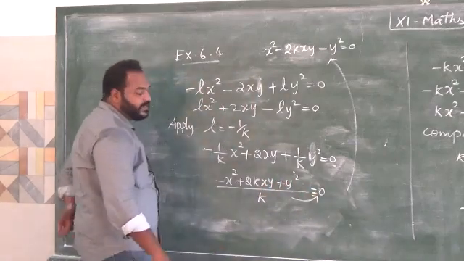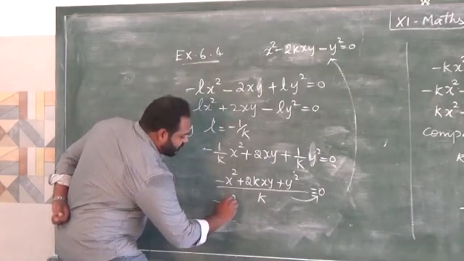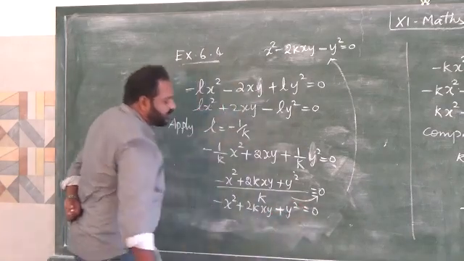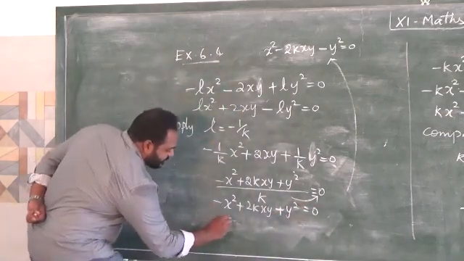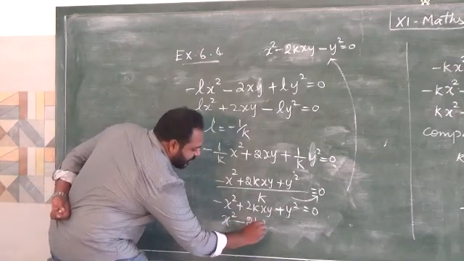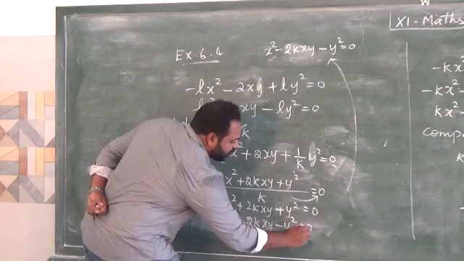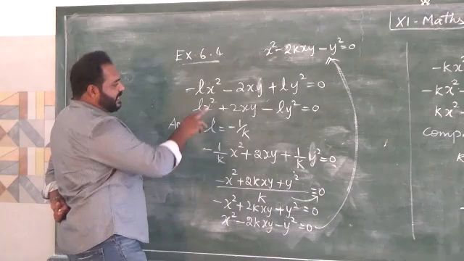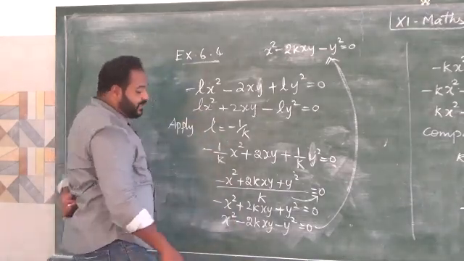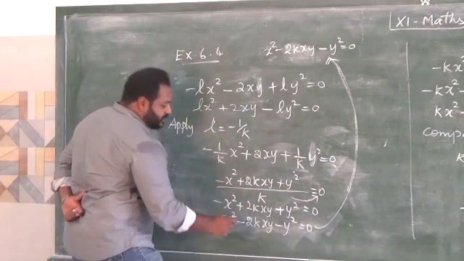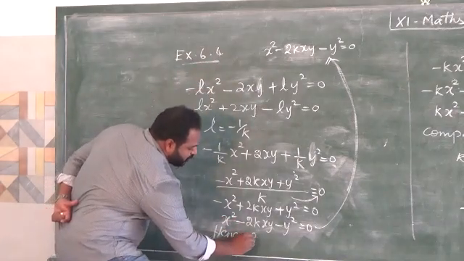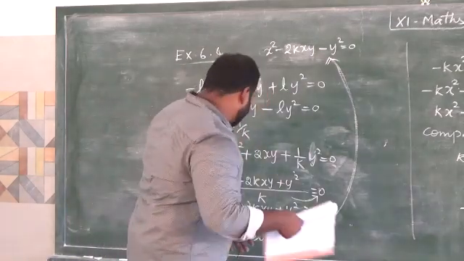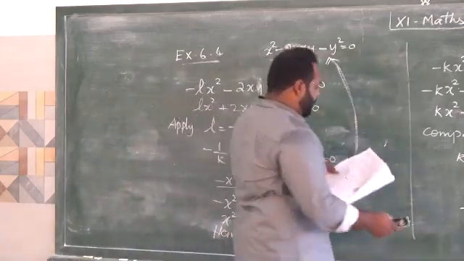Carry this k to this side, it will become 0. So minus x square plus 2kxy plus y square equal to 0. If you change the sign, plus x square minus 2kxy minus y square equal to 0, which is the given equation. So from the second equation, again we are finding the equation of the angle bisector as the first equation. Hence proved. So question number 17 is over. Next, question number 18.